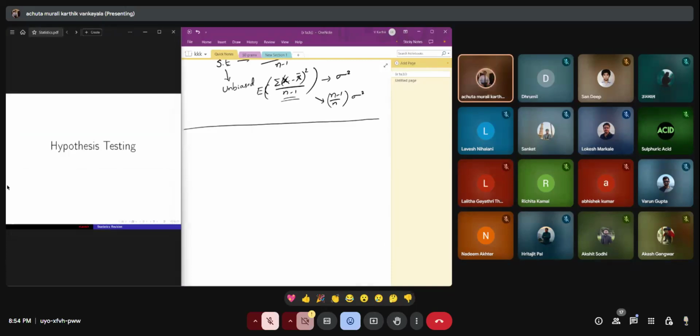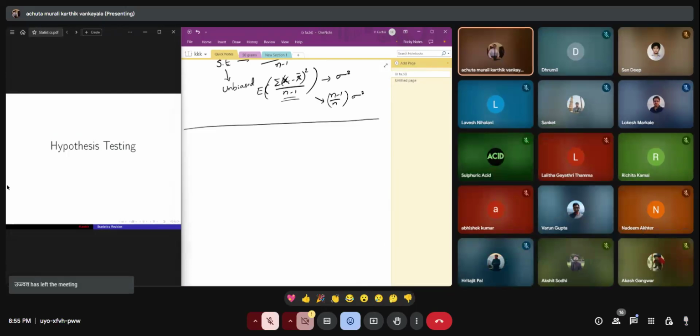Actually, I was hoping to cover more of hypothesis testing also, but I think today we have paucity of time. I'll try to just introduce hypothesis testing, and maybe we'll have one more session.